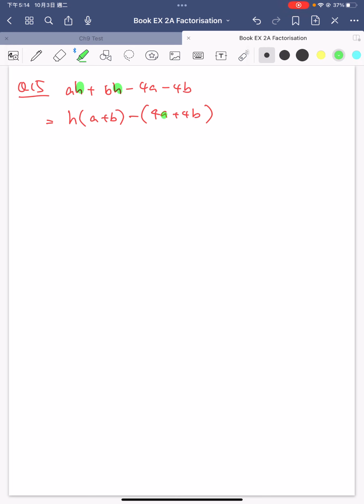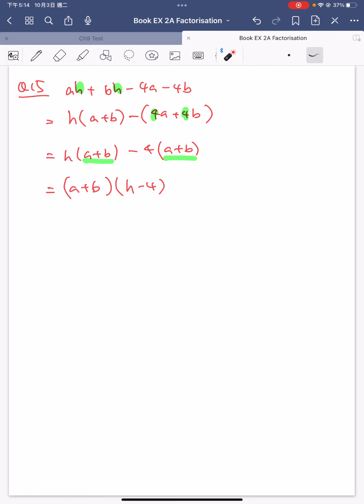Then now we can see that the 4 is our common factor. So we copy the rest. Then we take out the 4, and what we left is a plus b. And now we have a plus b as our common factor. We take it out again. Then we have h minus 4, because when we take out a plus b, what we left is just the h. We keep the negative, and we take out a plus b, so what we left is the 4. So that's for question 15.